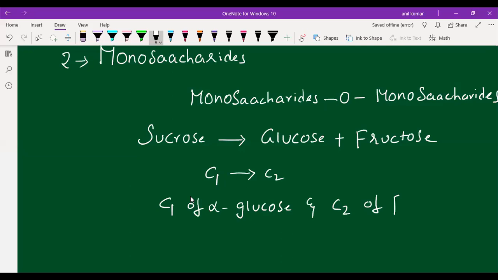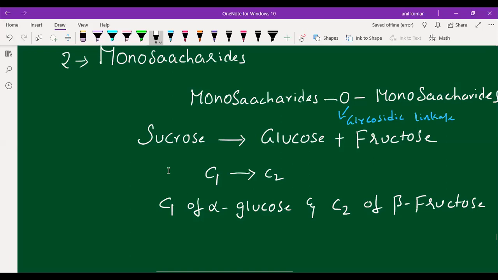Okay, students. In sucrose, this is the glycosidic linkage. So two monosaccharides are attached by a glycosidic linkage. That bond is formed between C1 of glucose and C2 of fructose. You take any disaccharide, students, like sucrose, maltose, and lactose, a glycosidic linkage will be present between two carbon atoms. One carbon will be from one monosaccharide, the other carbon from the other monosaccharide. Right, students?